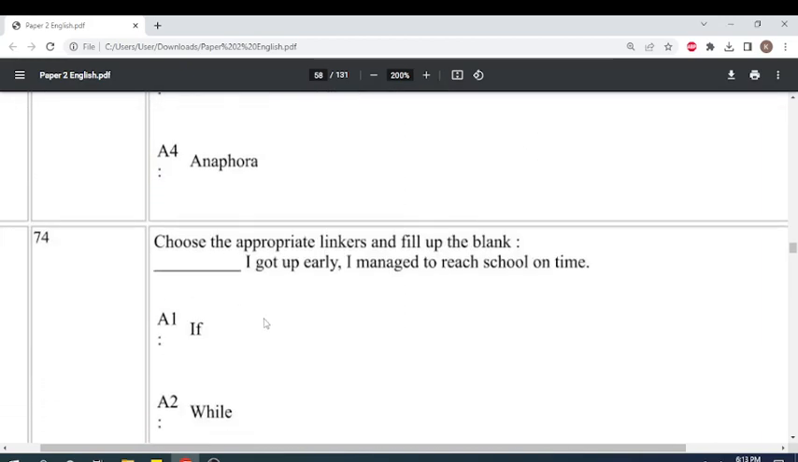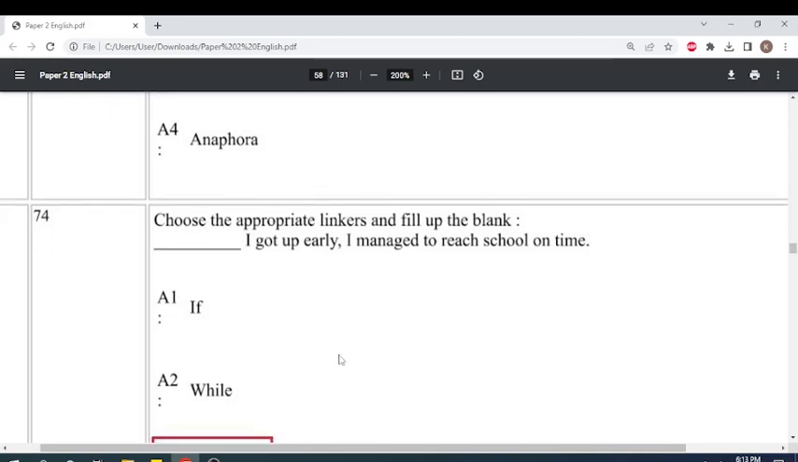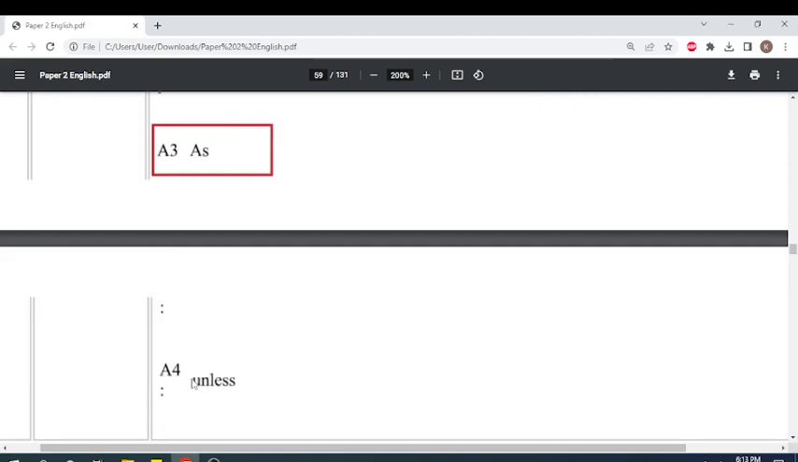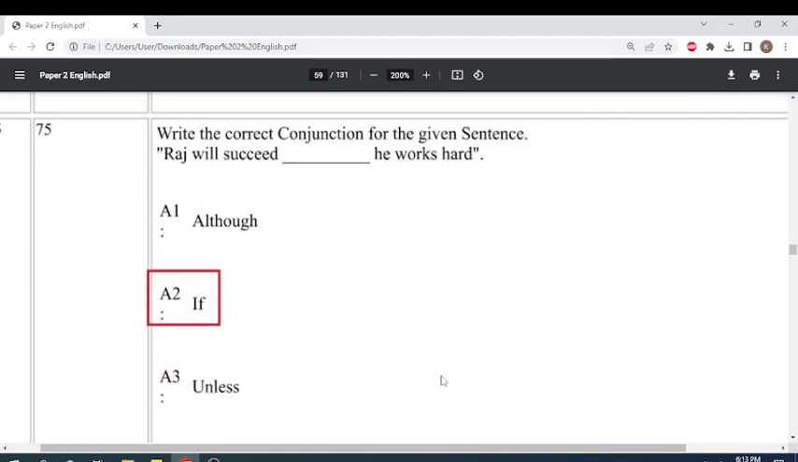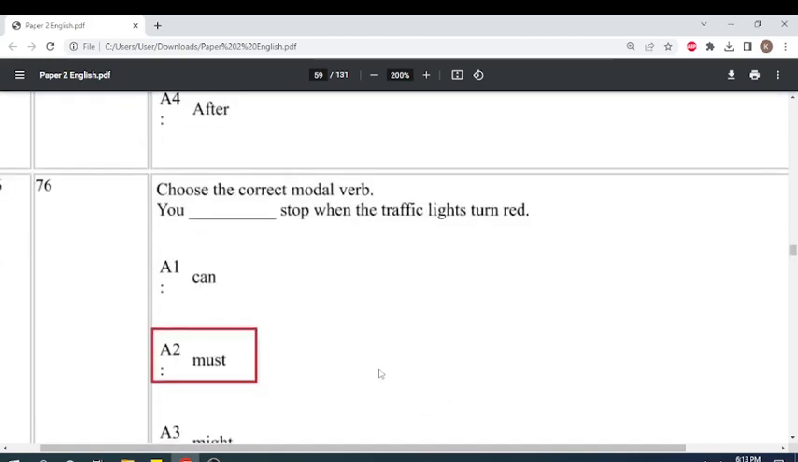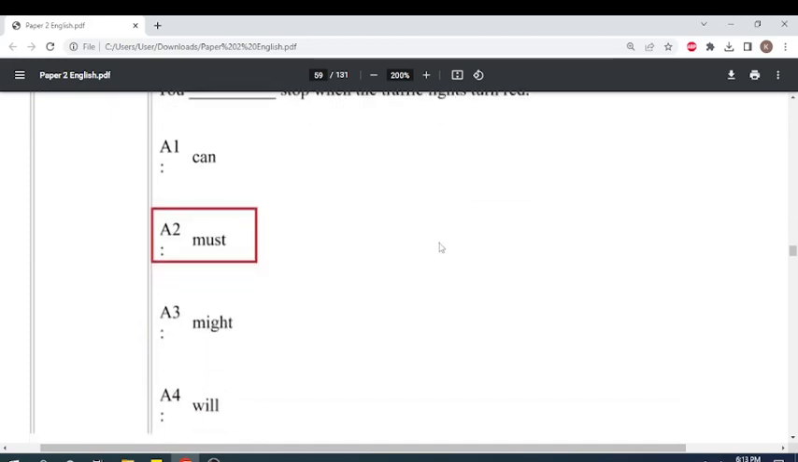74. Choose the appropriate linkers and fill up the blank. Dash, I got up early. I managed to reach school on time. Answer: A3. 75. Write the correct conjunction for the given sentence. Raj will succeed, dash, he works hard. Answer: A2, if. 76. Choose the correct modal verb. You dash stop when the traffic lights turned red. Answer: A2 must.